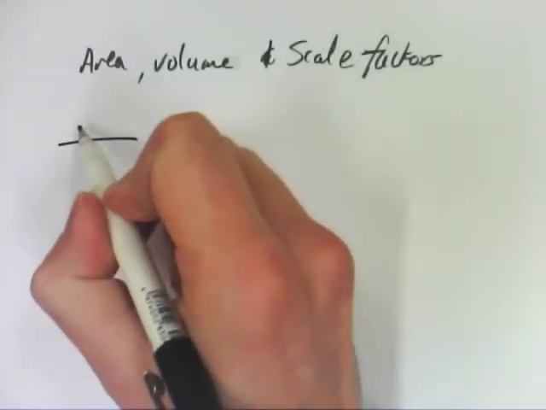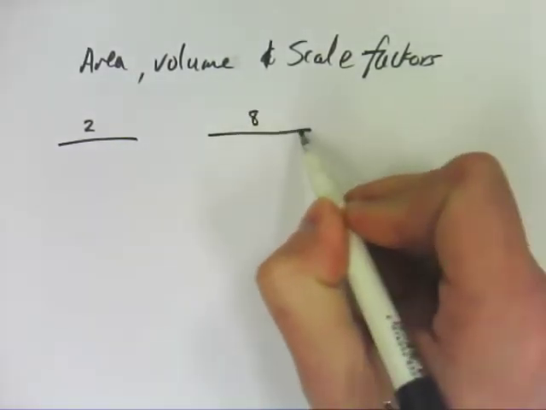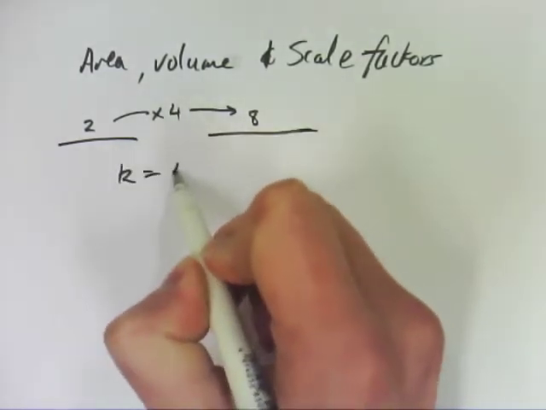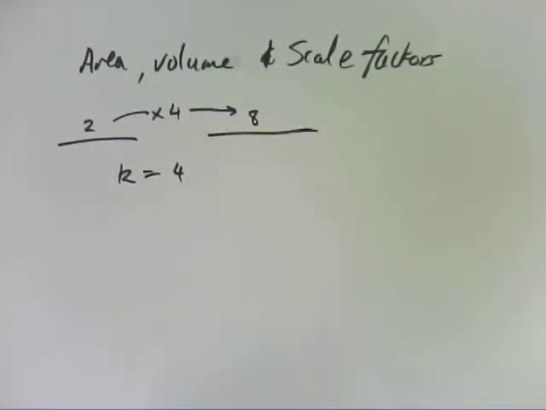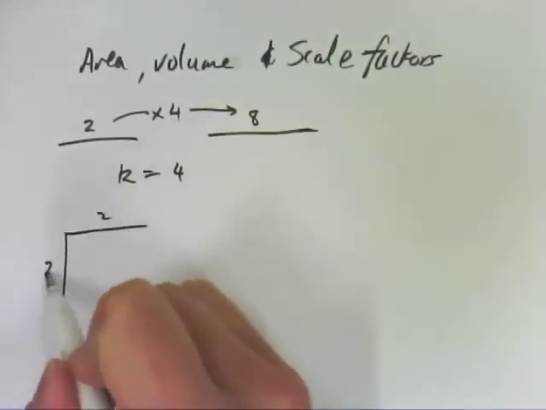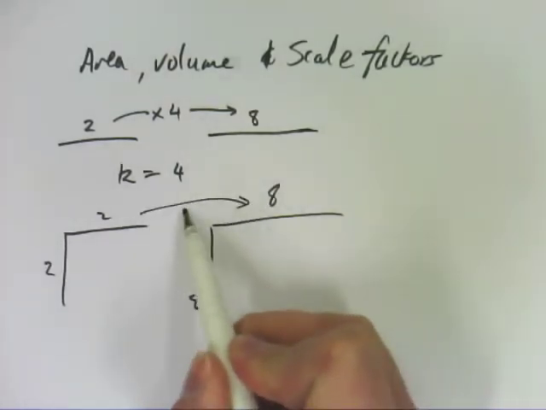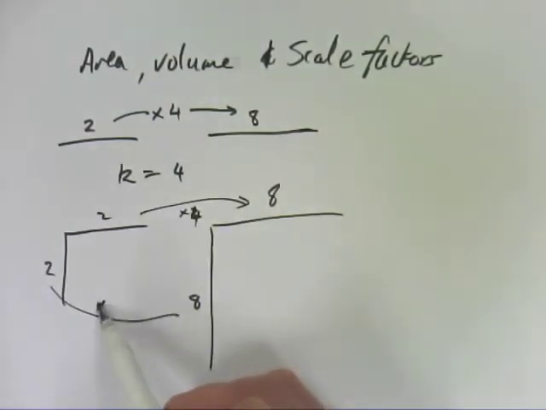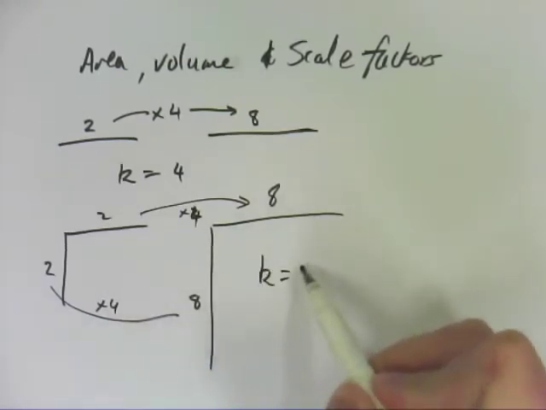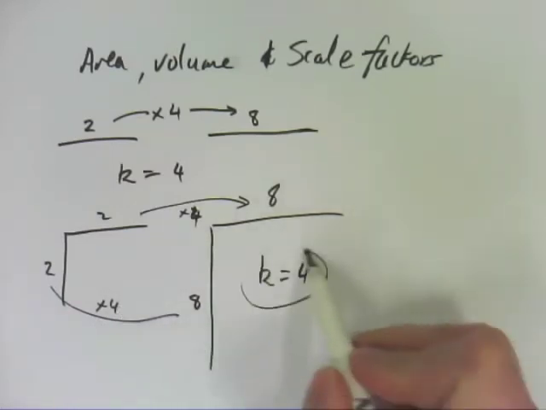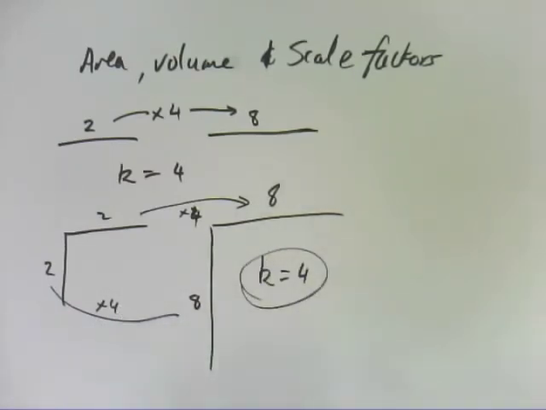So remember I said originally if we're going from 2 to 8, my scale factor is 4. So therefore k equals 4. But if I'm doing that in 2 dimensions, I'm going from 2 and 2 to 8 and 8, then I'm doing it twice. So my scale factor is still 4, but I actually need to do it in 2 dimensions. So the scale factor of my area, so that's my length scale factor, the scale factor of my area is actually 4 squared.